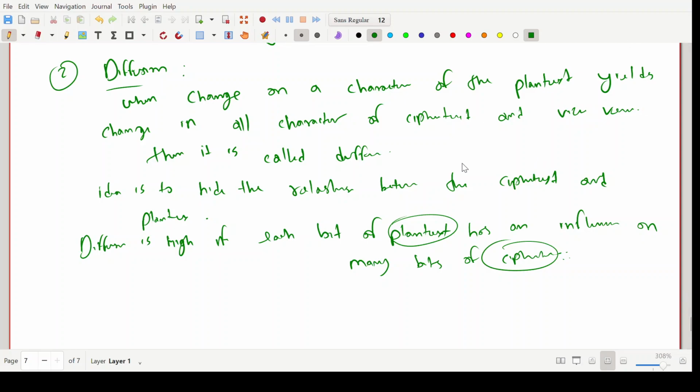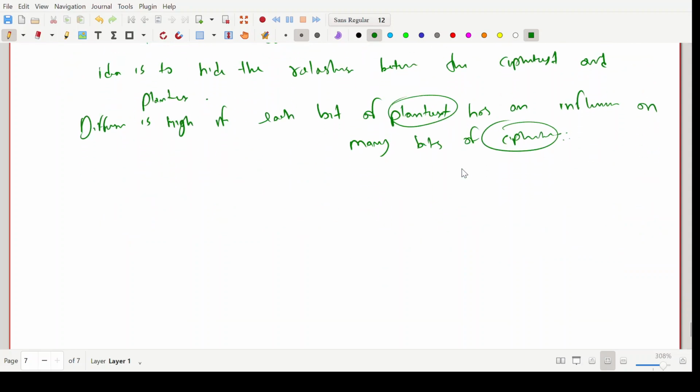Now the next section is cryptanalysis. Maybe I'll do it in the next class. We'll do cryptanalysis, types of attack, and security notions. That will be the last of this chapter.